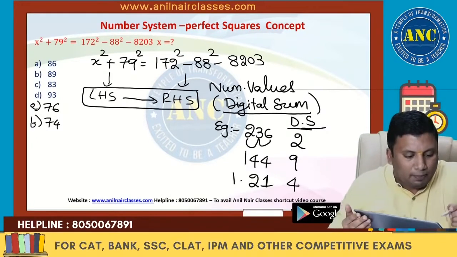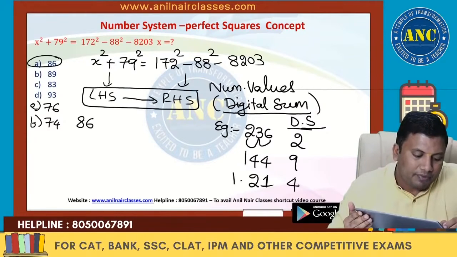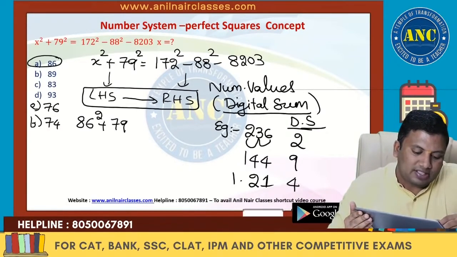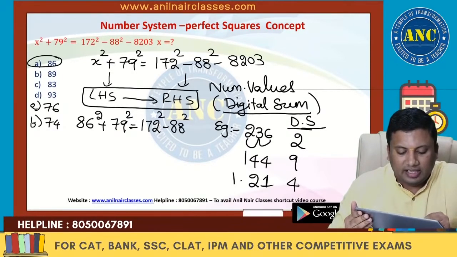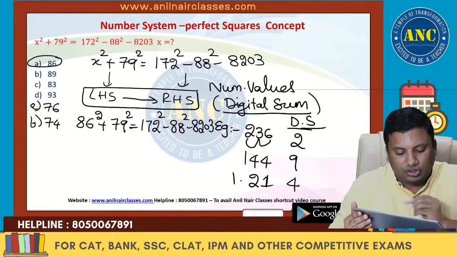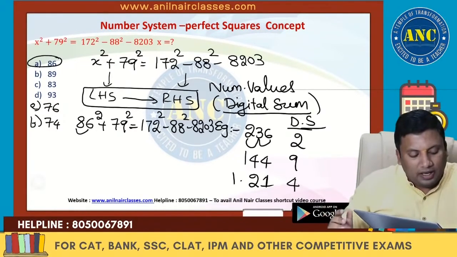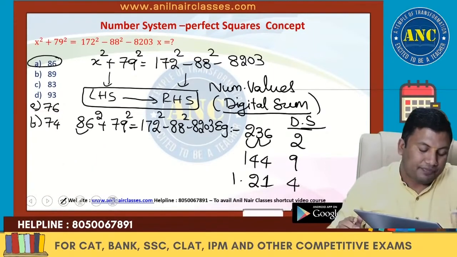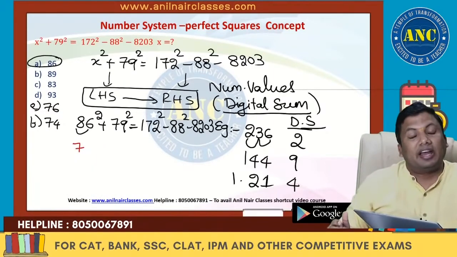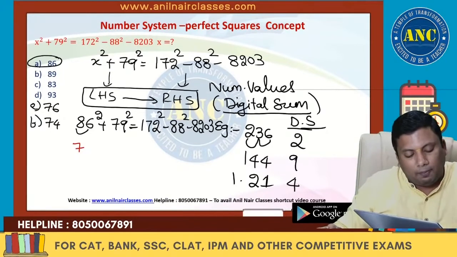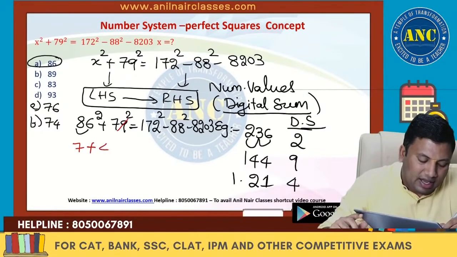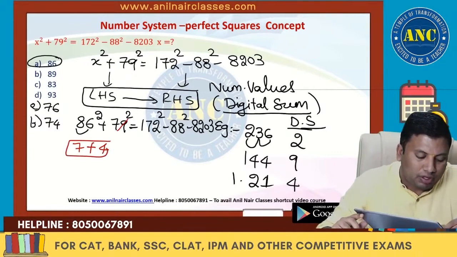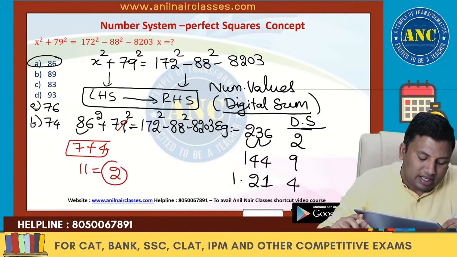Now let us see. Suppose I keep the first option, 86 whole square plus 79 whole square equivalent to 172 square minus 88 square minus 8203. 86 is 8 plus 6, 14, 1 plus 4, 5. 5 square is 25, 2 plus 5, 7. 79 is 9, you can delete it. 7 square is 49, which is 4, 9 you can delete. 7 plus 4 is nothing but 11. 1 plus 1 is nothing but 2.